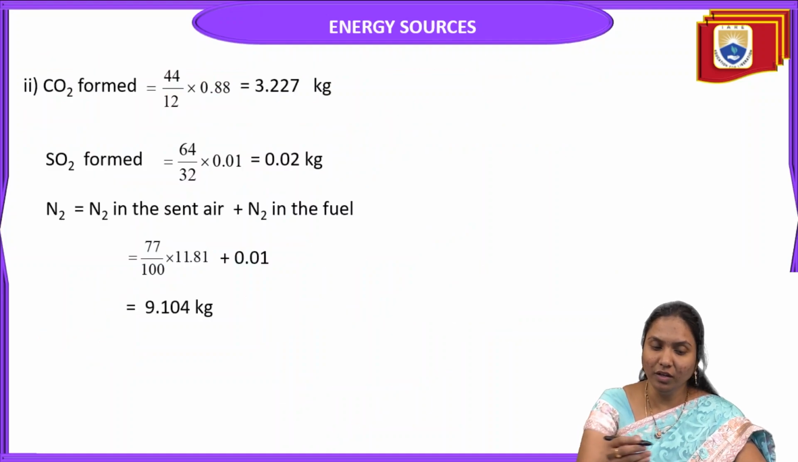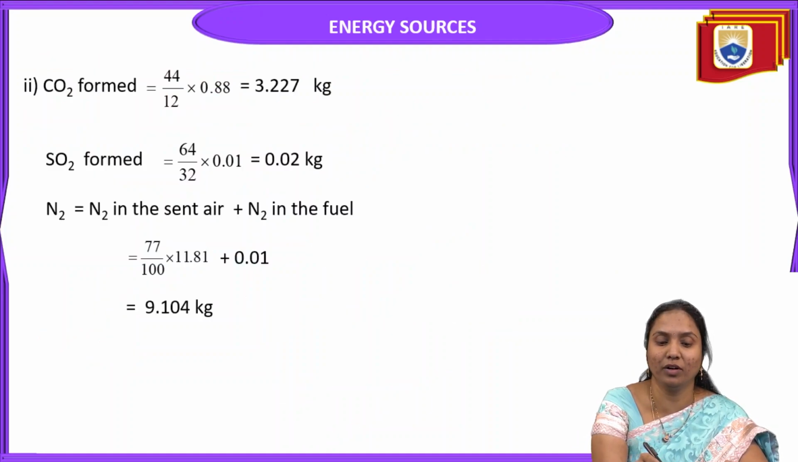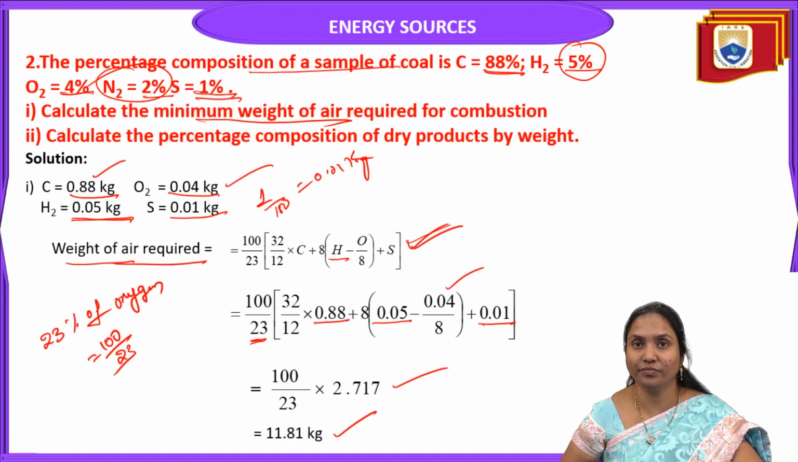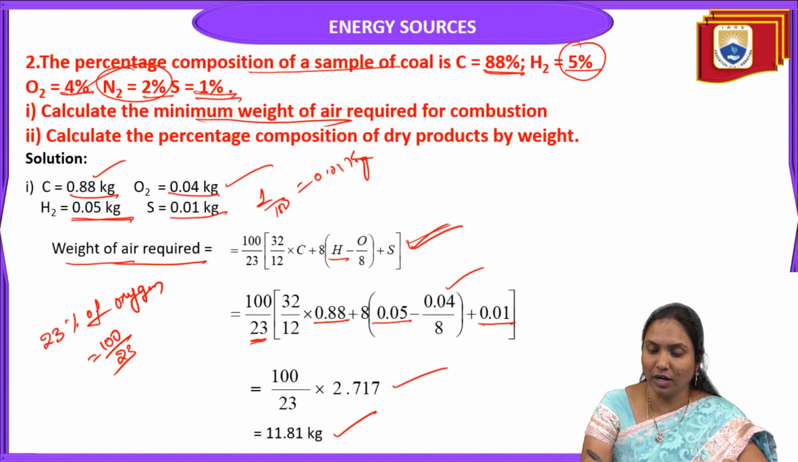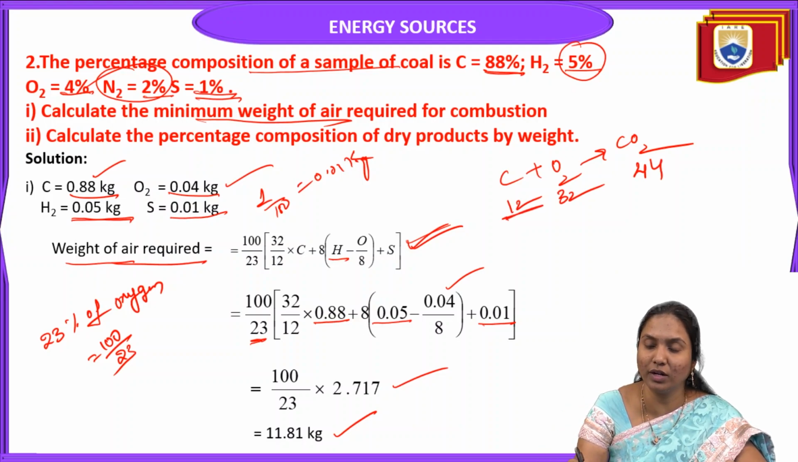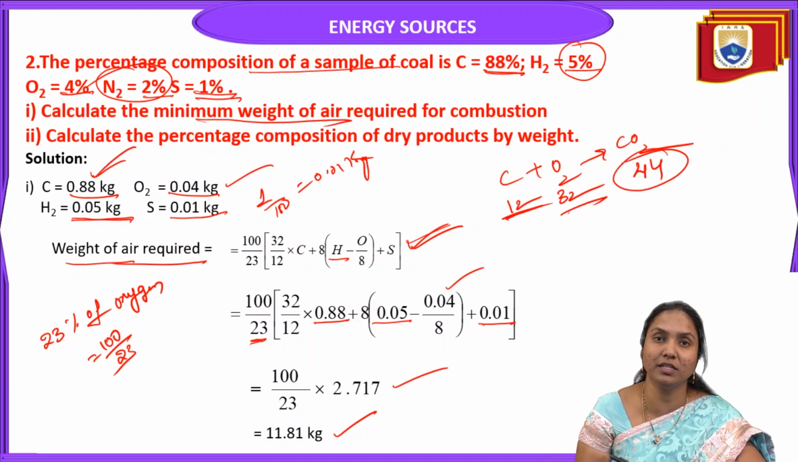Next, if carbon reacts with oxygen, the product formed is carbon dioxide. How can you calculate this? 44 by 12, see here. Carbon reacts with oxygen to form carbon dioxide. Carbon molecular weight is 12, oxygen molecular weight is 32, and carbon dioxide molecular weight is 44. So 12 kilograms of carbon requires 32 kilograms of oxygen, and carbon dioxide molecular weight is 44.